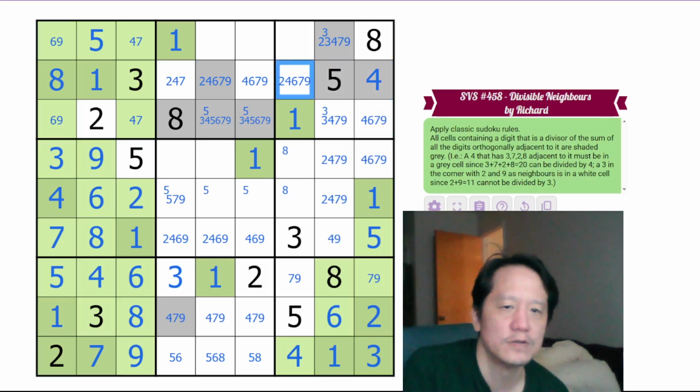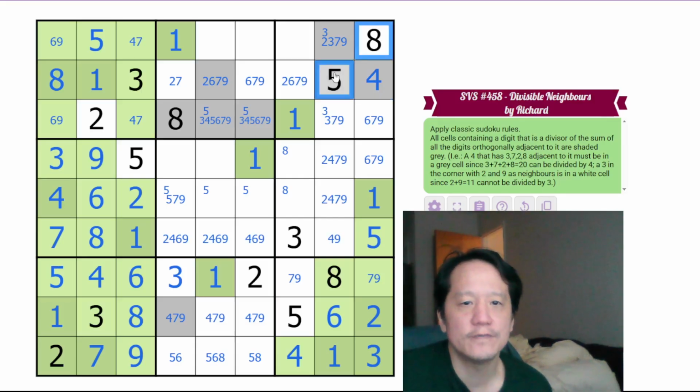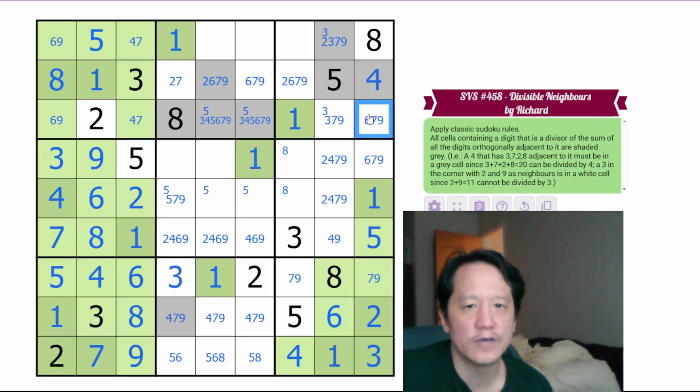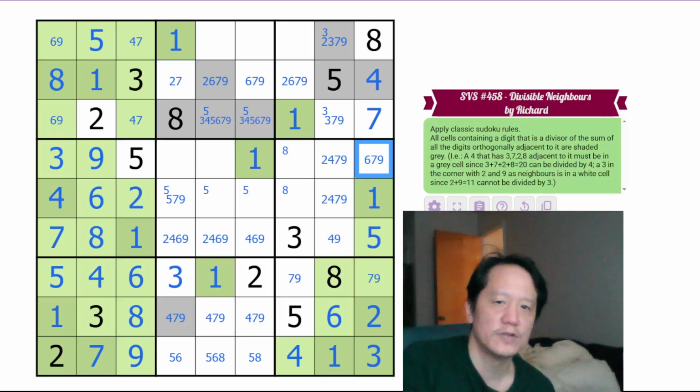This is 4 then. That eliminates 4 in the rest of the row, box, and column. No 4 here. No 4 here. So 8, 5 is 13. Plus 3 is 16. 13 plus... Hold up. 7 is 20. So it's 7 here, which makes this 9, which makes that 6.